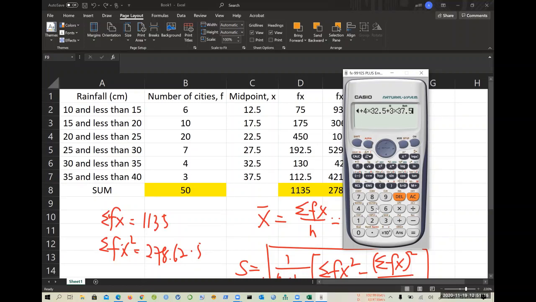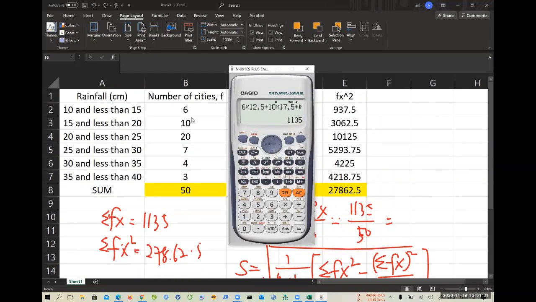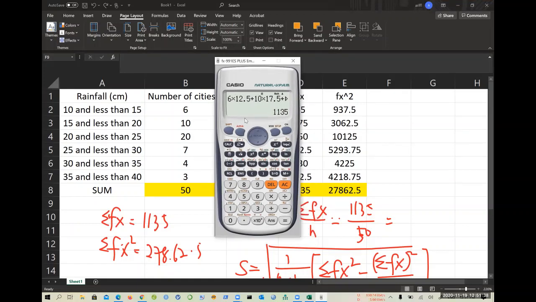So when you press the equal sign, you get the sum of all the values, right? So let's say you want to do the fx squared, because you know that you need to square the value of x, right? What you need to do, you don't have to rewrite everything, 6 times 12.5 squared and so on, right? You simply scroll back to the top, using the scroll function over here, go back to the top and go back to the left.